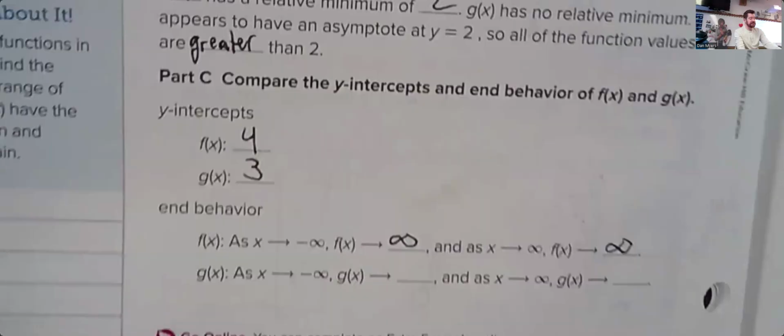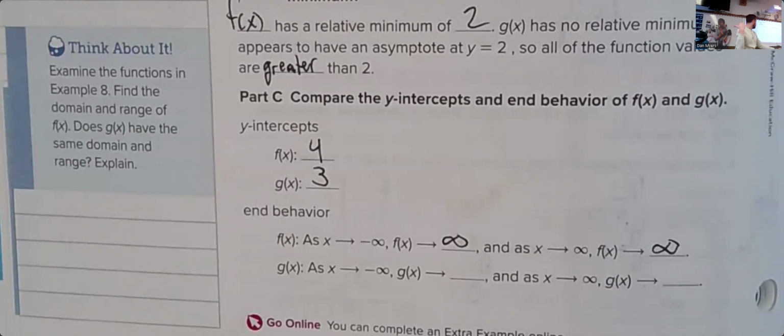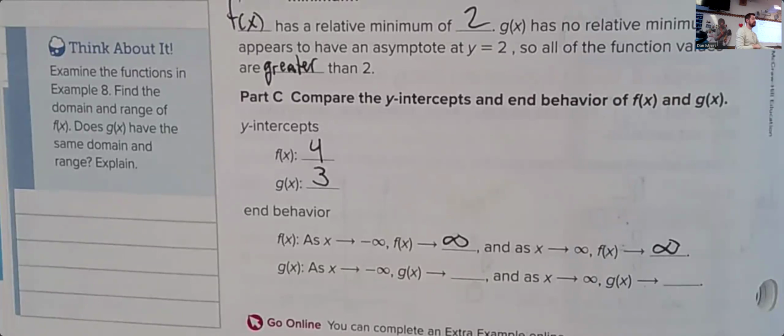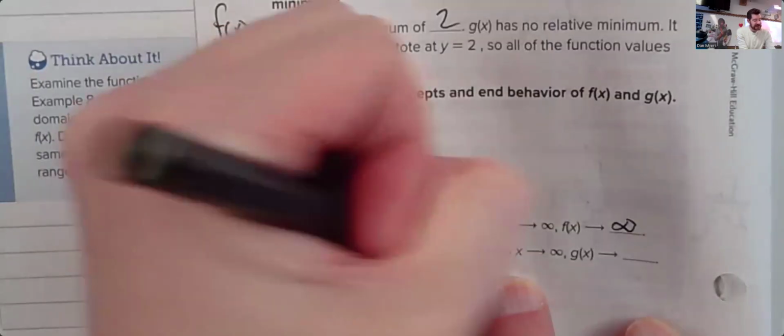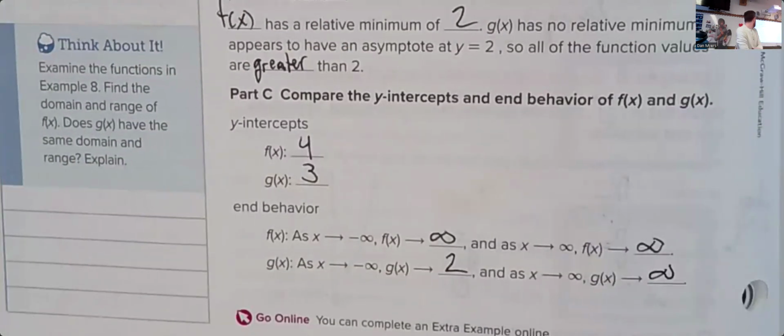However, with g of x, as x goes to negative infinity, so as x goes left, where is y going? What is y approaching, I should say? What value does y approach? 2. Yeah, as x goes negative, y approaches 2. And as x goes positive, y goes where? Infinity. All right. Cool.